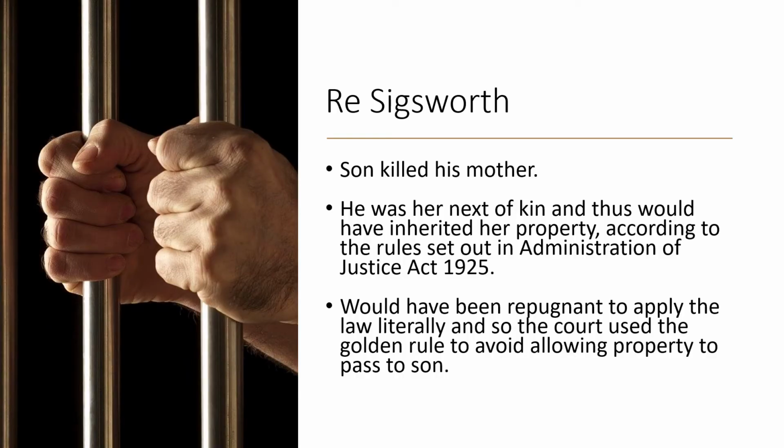In Sigsworth, perhaps the most famous example of the broad approach, a son killed his mother, and he was a next of kin and thus would have inherited all of her property according to the rules set out in the Administration and Justice Act of 1925.